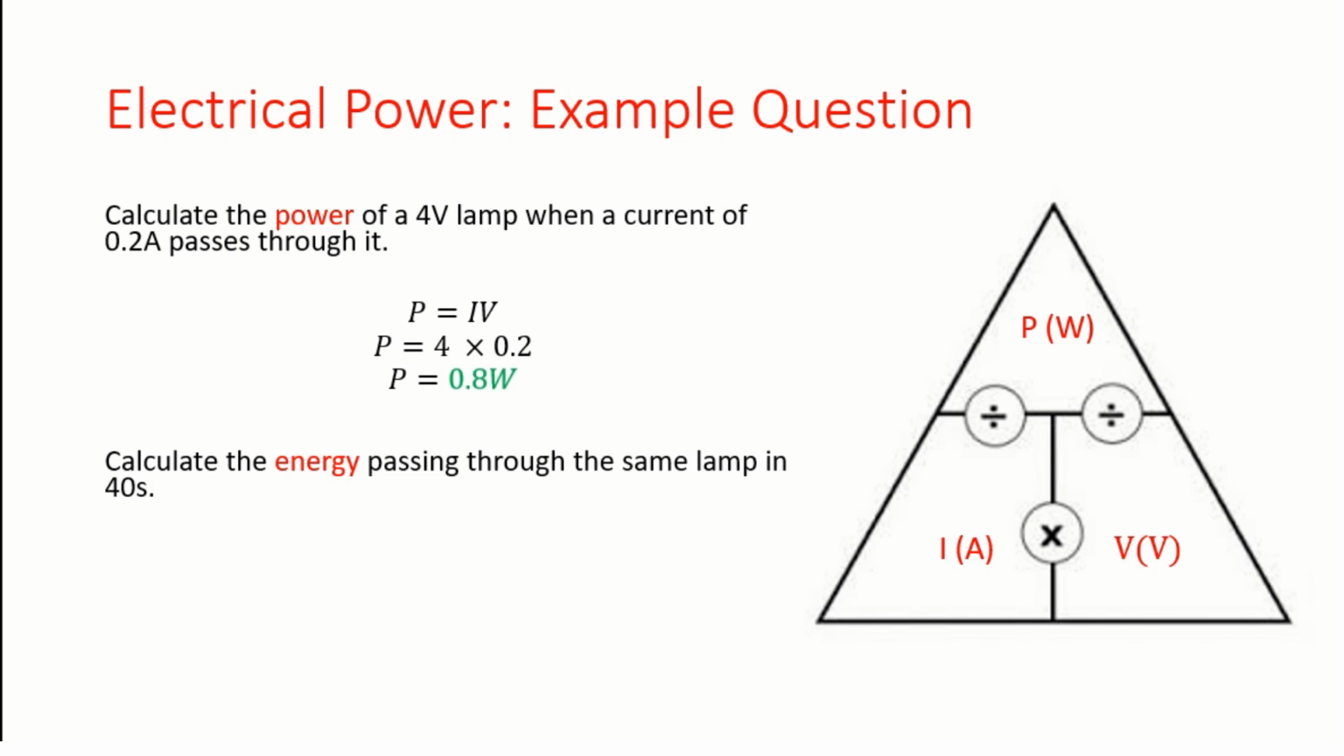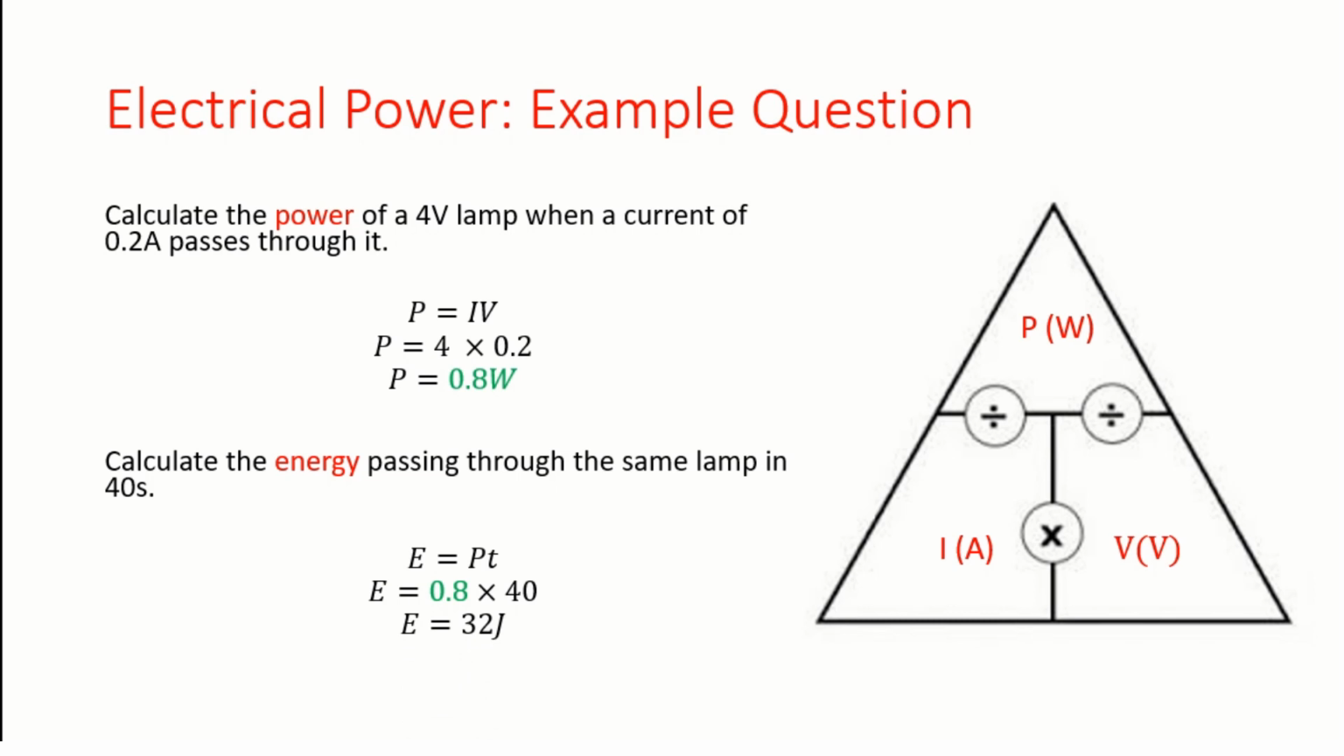You may recall that energy is related to power by multiplying by time. So energy is equal to power times time. Well, we've just calculated the power. Notice this is not just for electrical power, it's for everything, any kind of energy transfer. Well, we know the power, 0.8, is in green there. We know that it's 40 seconds. No need to change the units because we're working in seconds. And we simply multiply the two together to get 32 joules.